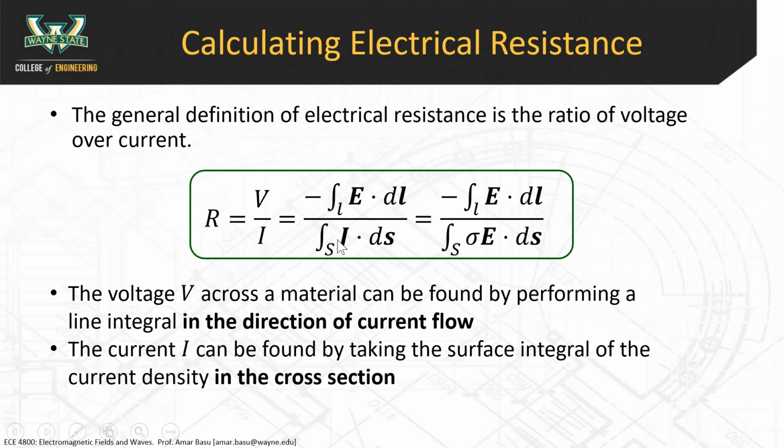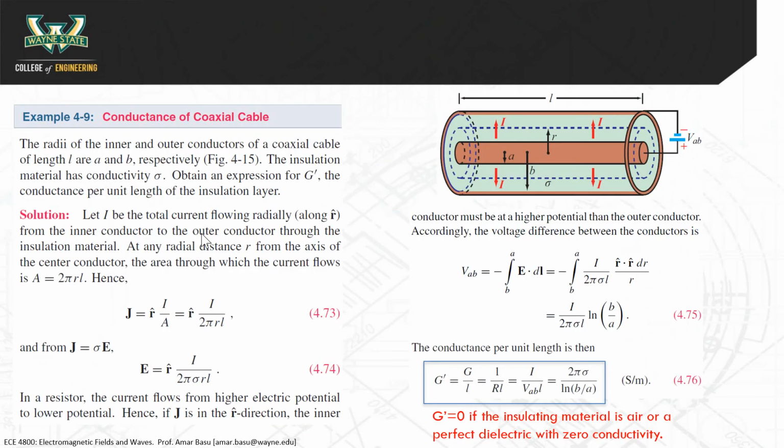All right, the general definition of electrical resistance is the ratio of voltage over current. So this is Ohm's law, right? What we're doing now is taking Ohm's law and defining it in terms of integrals. This will allow us to derive the resistance of a material that has a unique or interesting type of geometry. It looks like we have about 10 minutes to cover this. I think we can do it.